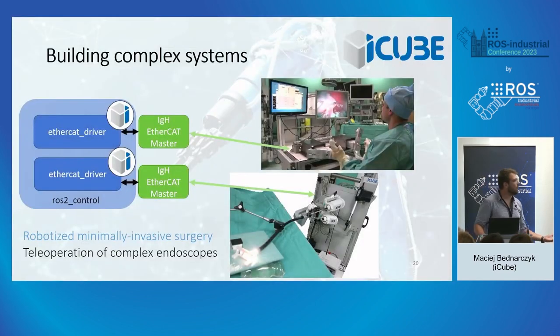Some examples, why do we do this? For example, in our cases, we build medical robots. And in these medical robots, we have, for example, here a robotized endoscopic system and a master control unit where the surgeon is sitting and performing the operation. And in this case, you use the EtherCAT driver with two master systems in order to communicate, to create one robot, so to create the robot and create the master interface and bind them together on ROS control in order to do the control of everything.